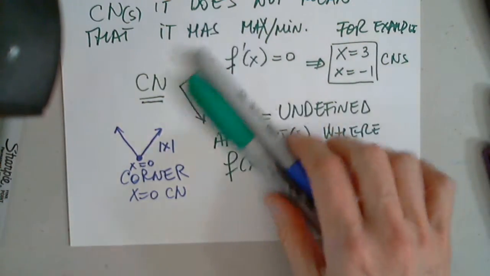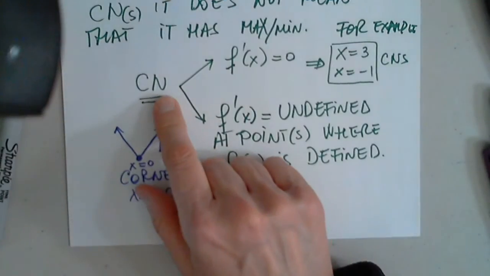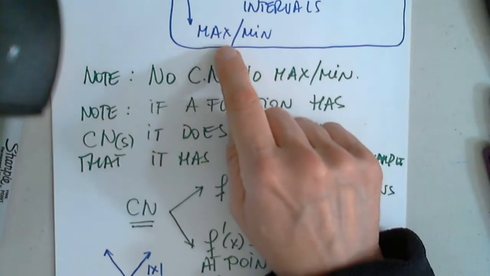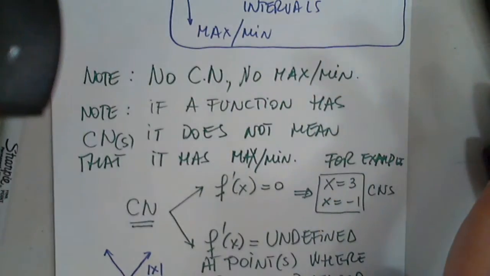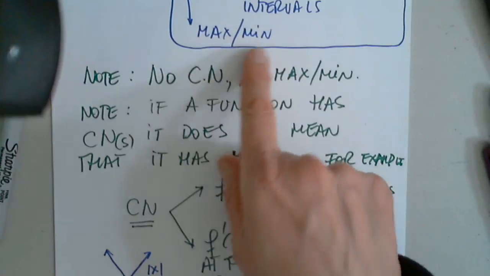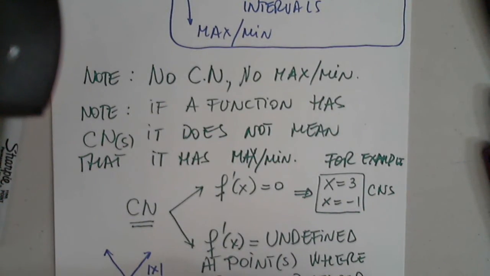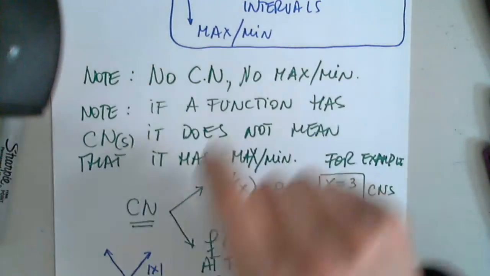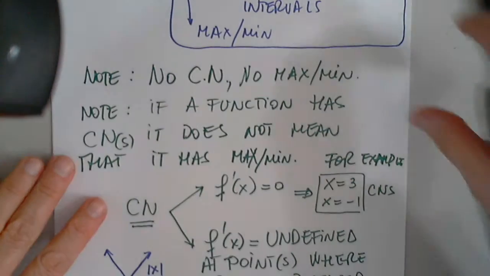So why do I need to investigate critical numbers? I always investigate critical numbers to find out whether the function has a max or a min. If there are no critical numbers, then the function doesn't have a max or min. And in the process, we will figure out what's happening with increasing, decreasing intervals.